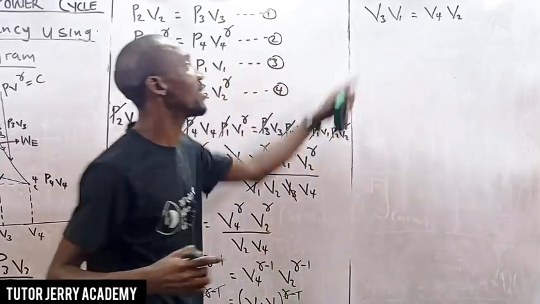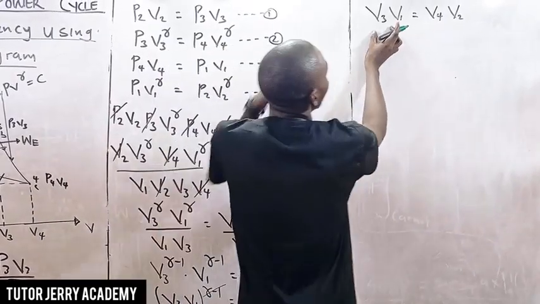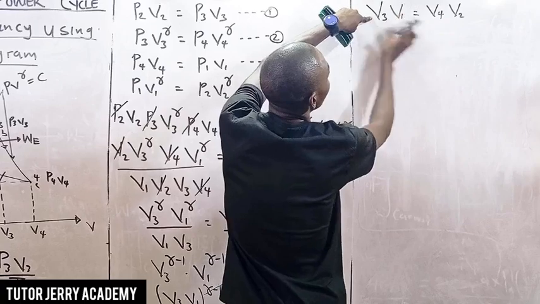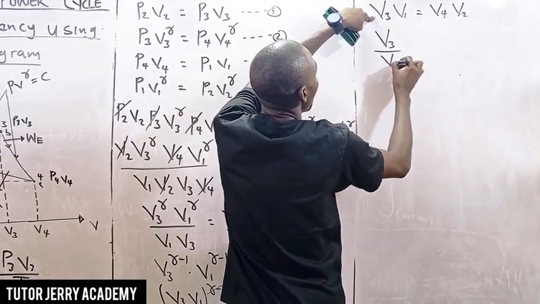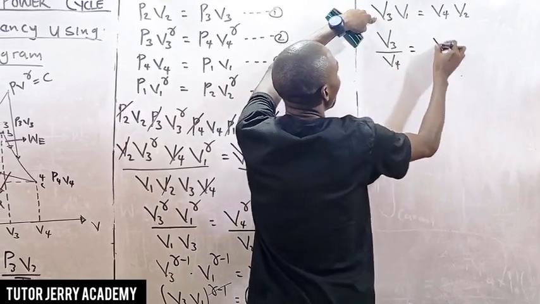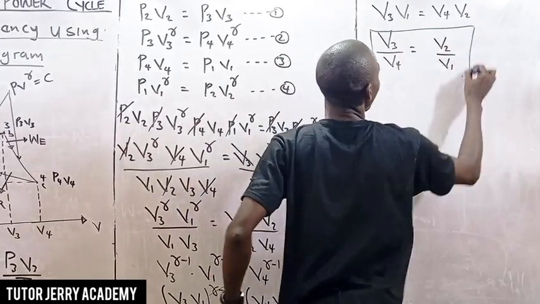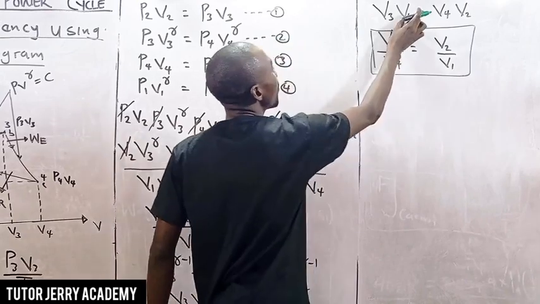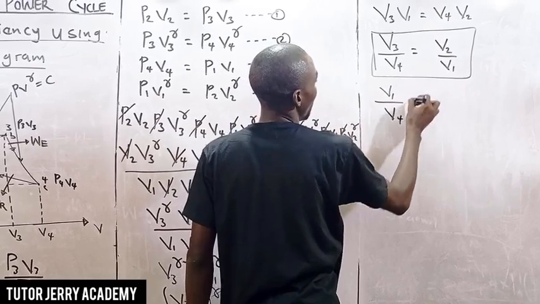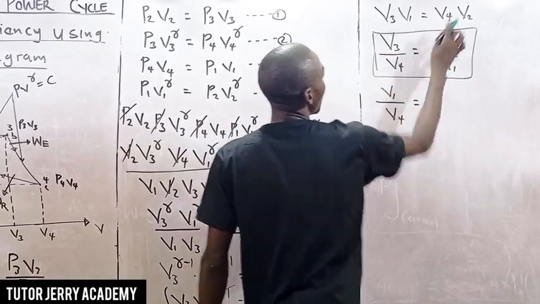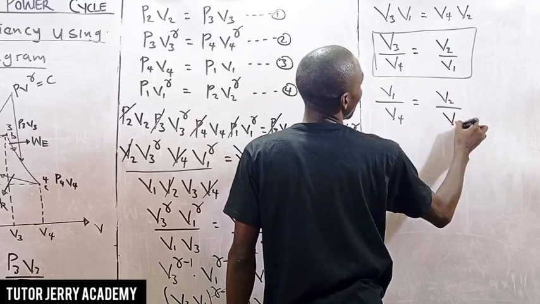So now I can decide to write this expression in 4 ways. Number 1, I can say V3 all over V4 will be equals to V2 all over V1. I can decide to write V1 all over V4, then equals to V2 all over V3.